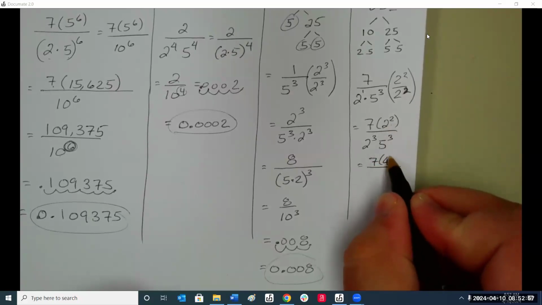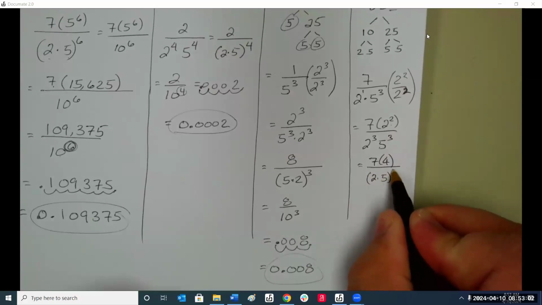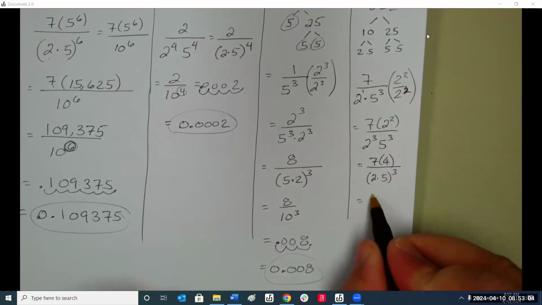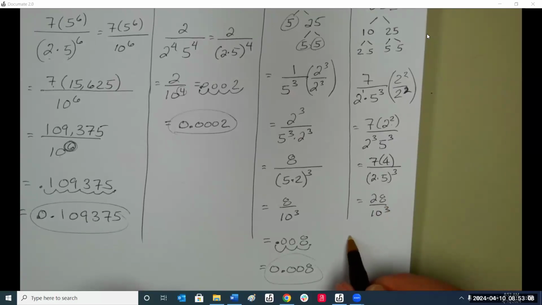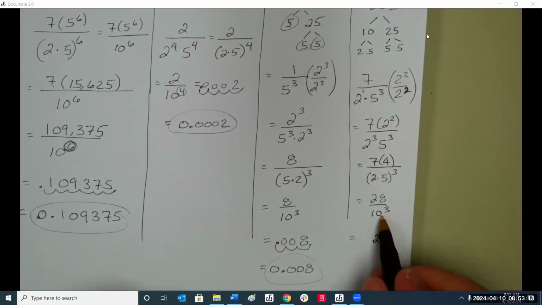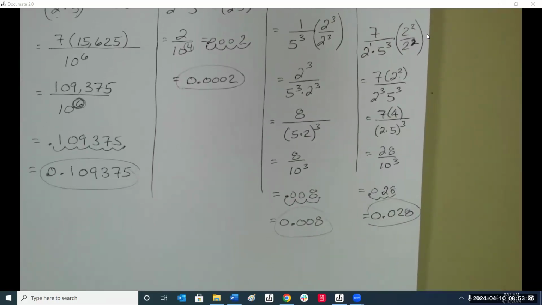Two squared is 4. So we have 28 over 10 cubed. One, 2, 3. So the answer is 0.028. Pretty interesting.